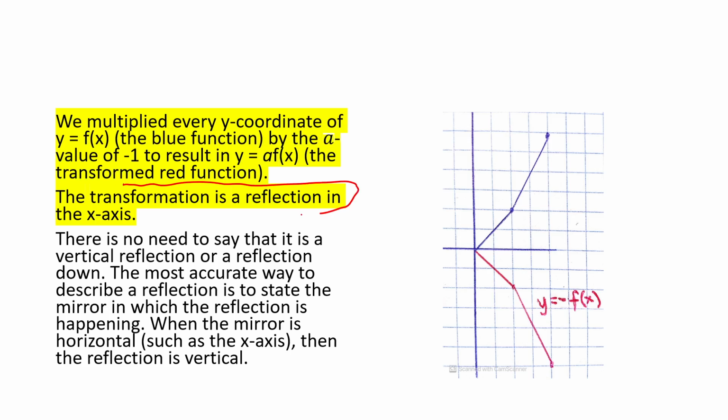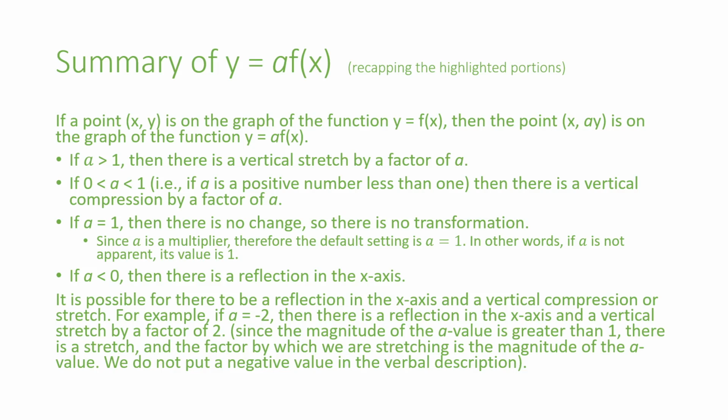To say vertical reflection is not accurate enough because while you're telling the person that the mirror is horizontal, we don't know which horizontal line that is. It could be the x-axis, it could be the line y equals 1, we have no idea. So the way it's written, circled in red, is the most specific way.